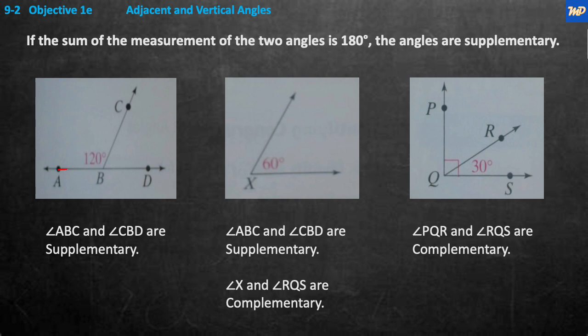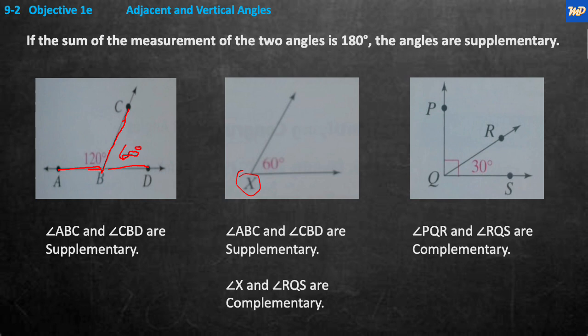ABC, that's right, this angle here is 120 degrees. CBD is whatever the remainder is, equaling 180 degrees. So this is going to be 60 degrees over here. Okay, 60 degrees. Now they're showing you that X is a 60 degree angle, and you can see that it looks similar to it. So it says ABC and CBD are supplementary, and it says angle X and QRS are complementary.